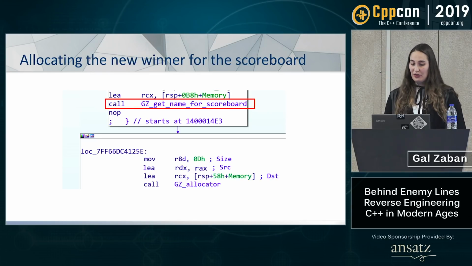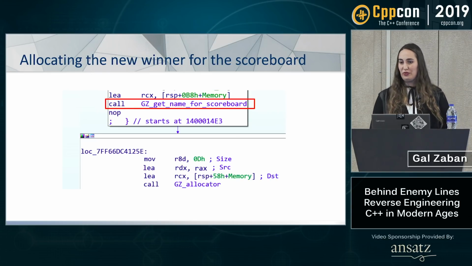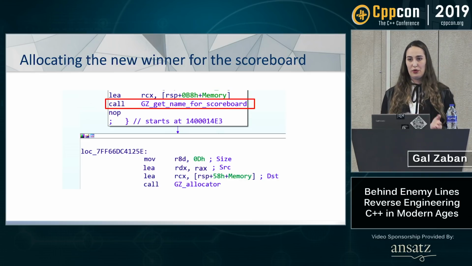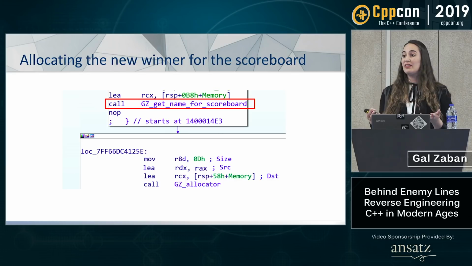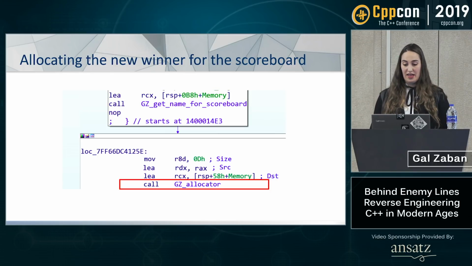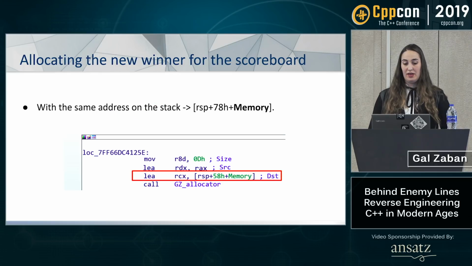So, allocating a new winner for the scoreboard. What happened is that after I won, I could enter my name, and the score and my name appeared in the scoreboard. In the part that's responsible for that, you have a function call that gets the name that I entered and creates the string of my name, the 3 dots and the score, and then calls the allocator for it.